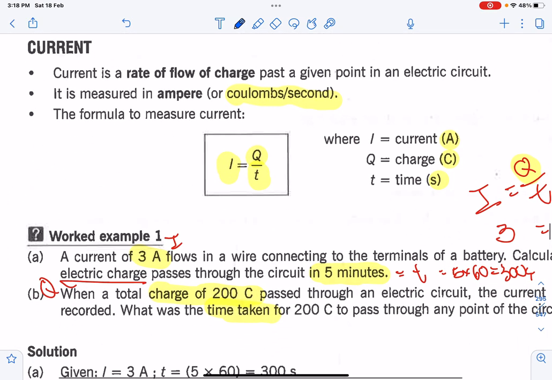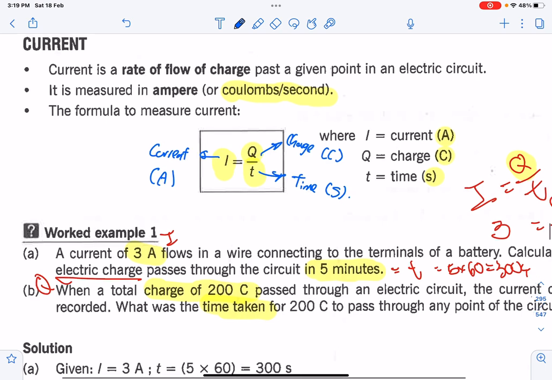Next, current is the rate of flow of charge past a given point in an electrical circuit, and this is usually measured in ampere. In other words, ampere can also be represented as coulombs over second, which is charge over time. The formula for current is I equals Q over T, where I is the current, and the SI unit is ampere. Q is your charge, which is in coulombs, C, and T is your time, which is usually in seconds. That's where they have the coulombs per second for current. But conventionally, do write ampere.